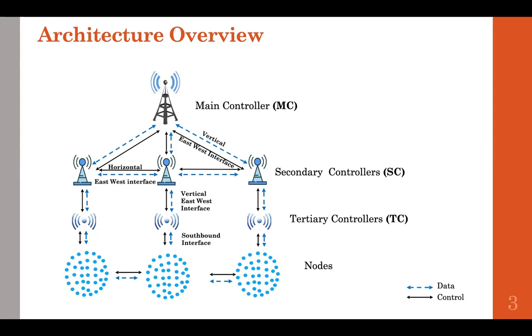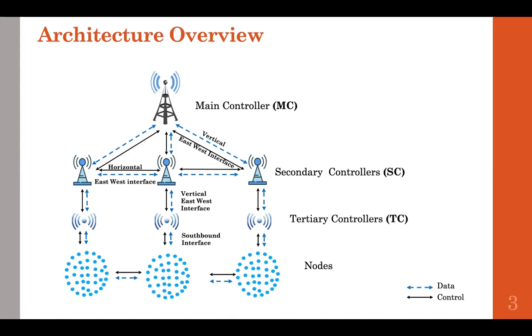The data plane message is information which you want to share across. For example, if a vehicle wants to send a message to another vehicle which is not in the same area, the message might hop between secondary controllers until it reaches the vehicle.